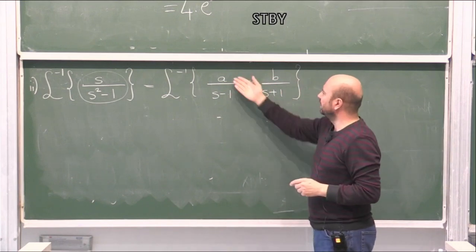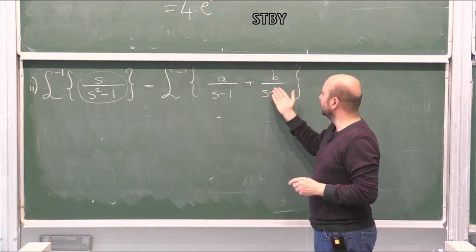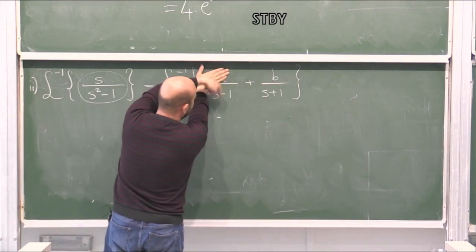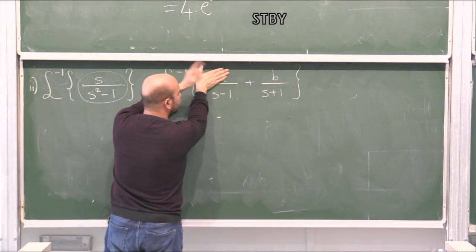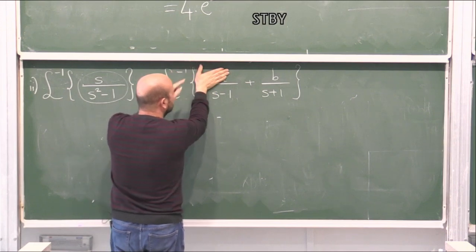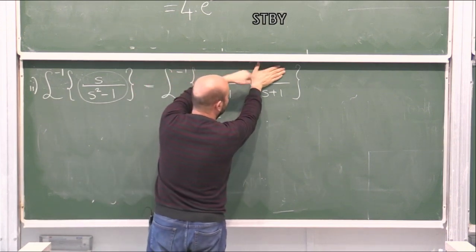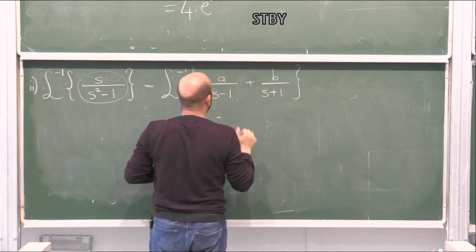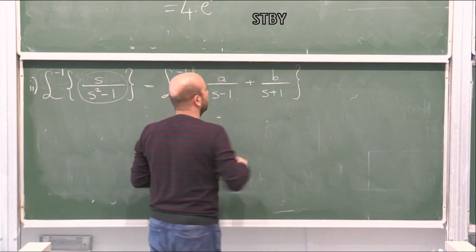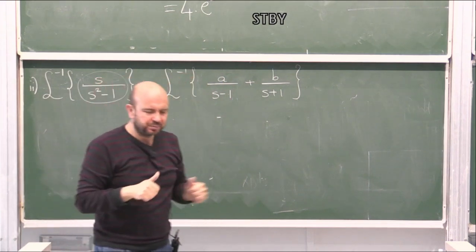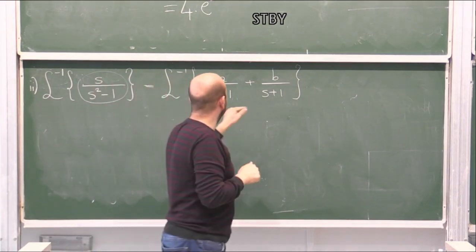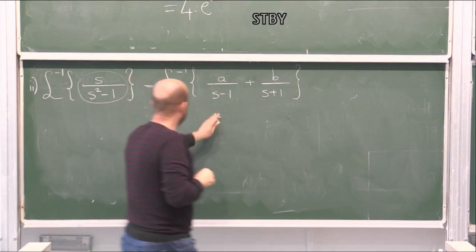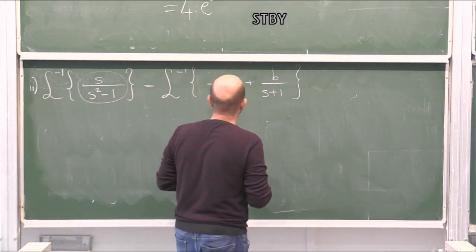And now I know the inverse of these things, because if you forget about a here, this is 1 over s minus 1, and I know that this is the Laplace transform of e to the t. And if you forget about b, this is 1 over s plus 1. This is the Laplace transform of e to the negative t. So that means as long as we can find a and b, I can easily find the Laplace inverse of these things.